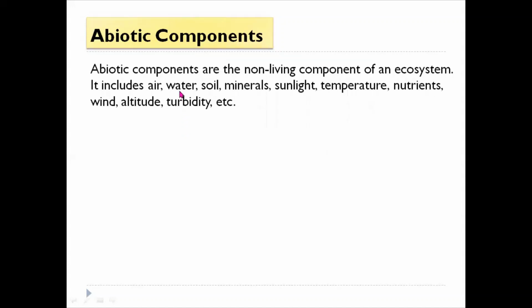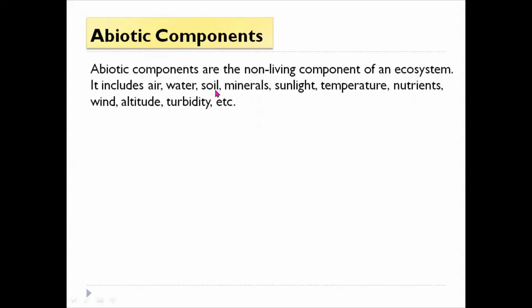Now coming to the abiotic components. Abiotic components are the non-living components of the ecosystem. It includes air, water, soil, nutrients, minerals, sunlight, temperature, wind, altitude, turbidity. So they all are called the physical environment, or the elements of the physical environment. They are very important. They are basic or essential for life. You can't think of life without the air or the water. So they are very important.